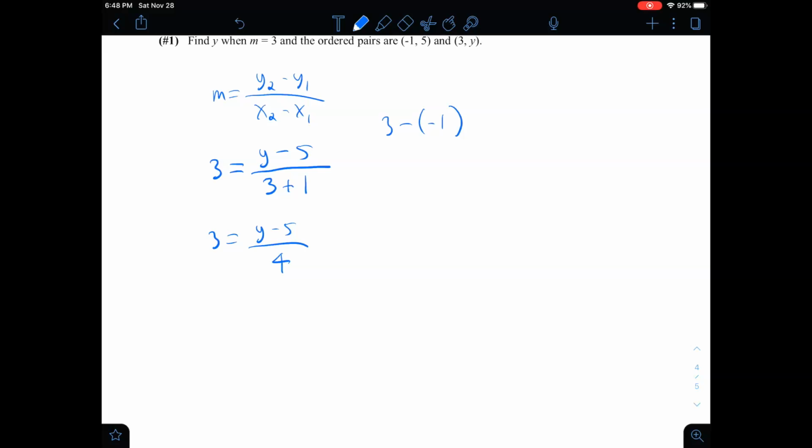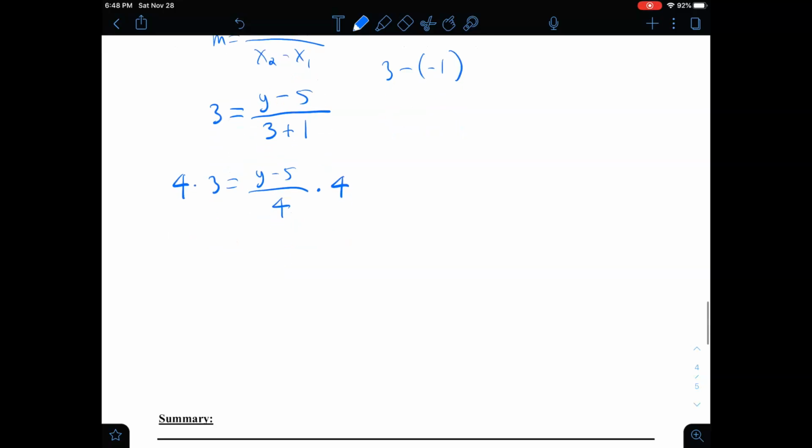Now I need to get y by itself. So am I going to add 5 or multiply by 4 first? In this case, we're not going to do addition and subtraction first, because this is all over a fraction. We're actually going to multiply both sides by 4. That's what we do first. So 4 times 3 is 12 equals y minus 5. Those 4's cancel. And then how do we get y by itself now? Now we add 5 to both sides. 17 equals y.